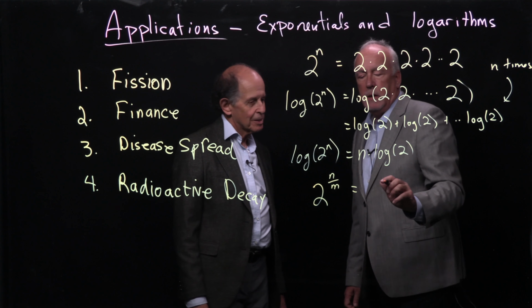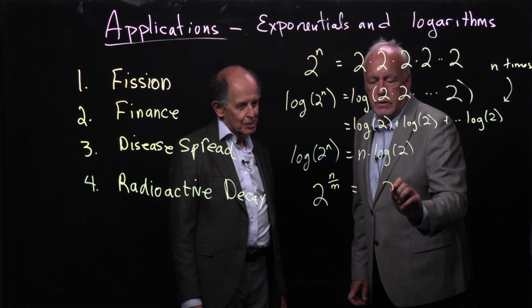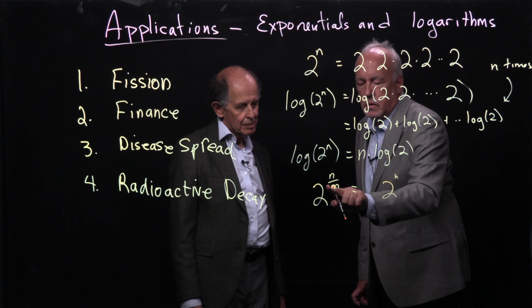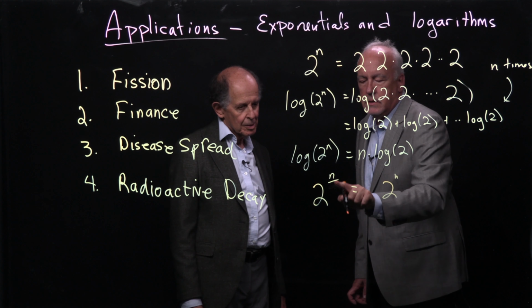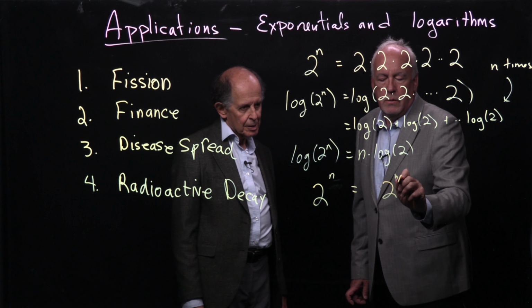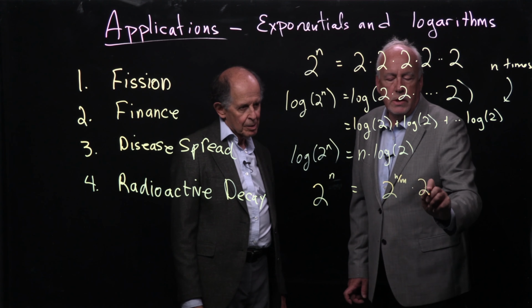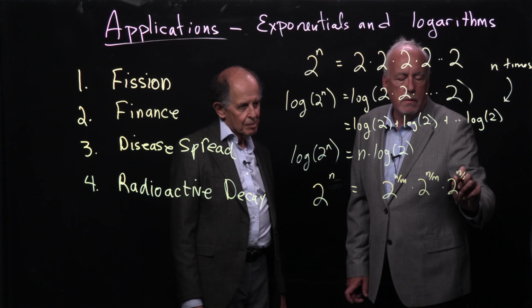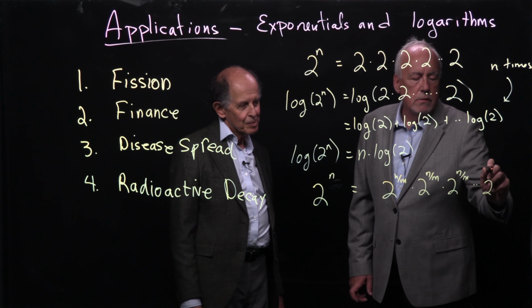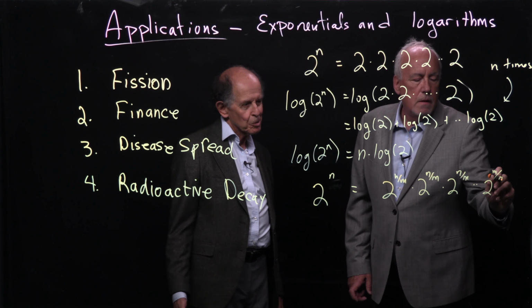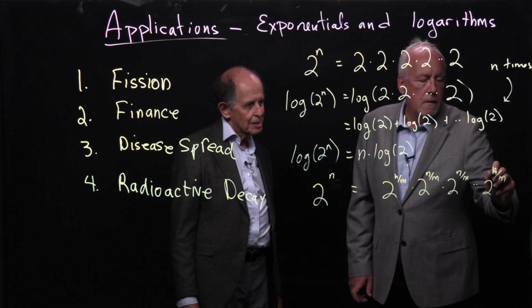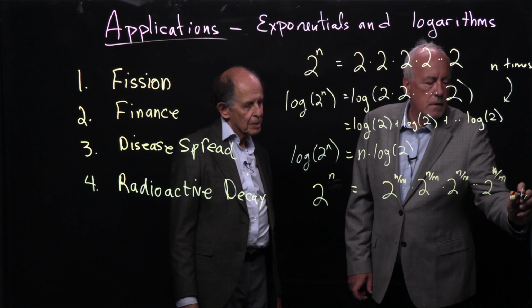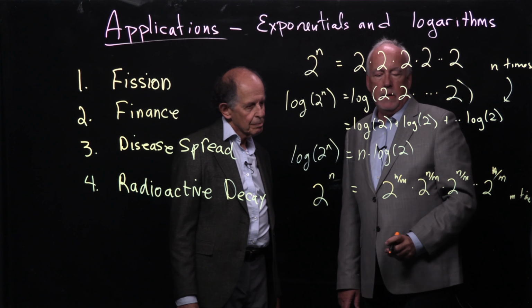Maybe I do this, Matt. How about if I take this? 2 to the n over m times 2 to the n over m times 2 to the n over m, m times. M times now, right? Yeah, and m is an integer, so we're okay with that. So m times. Right. Okay.